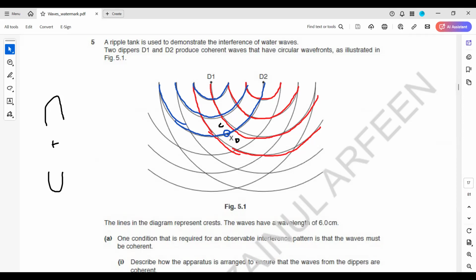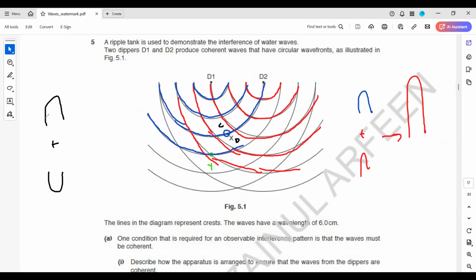If I mention another point, let's say this point, point Y, what kind of interference will be there? There is a crest of D1, the red line, and there is a blue line also, the crest of D2. So if the crest of one wave joins with the crest of another, the D1 crest combines with the D2 crest. When they combine, they will enhance the effect of each other. So we'll have a constructive interference.